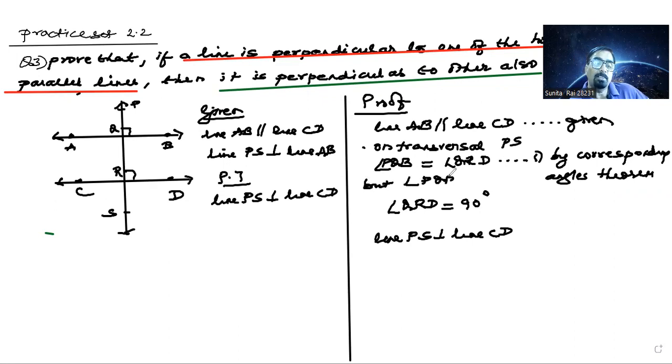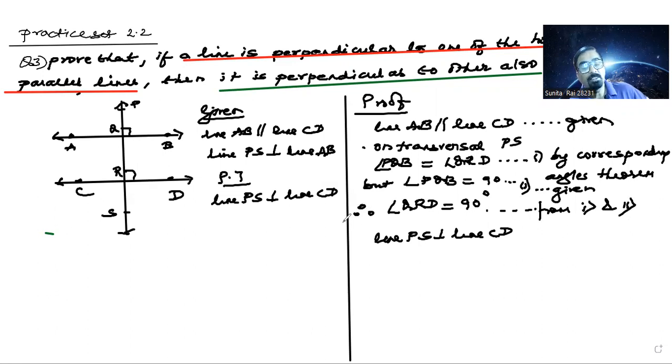Therefore, angle PQB equal to 90 degrees is given to me in figure number 2. Am I right? Therefore, angle QRD is 90, with the reason from 1 and 2. Therefore, PS is perpendicular to CD.